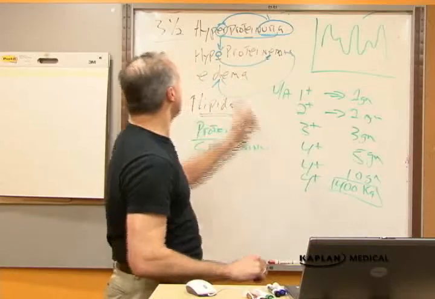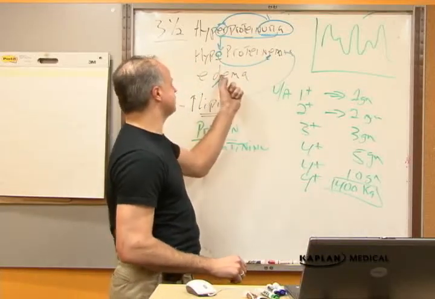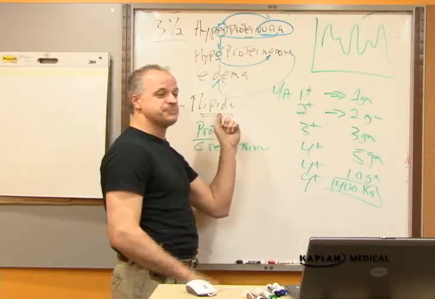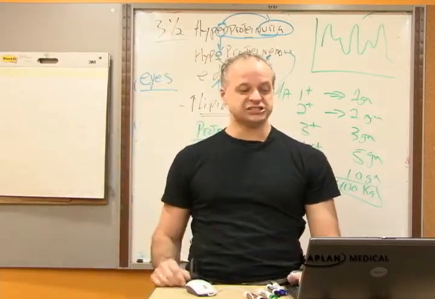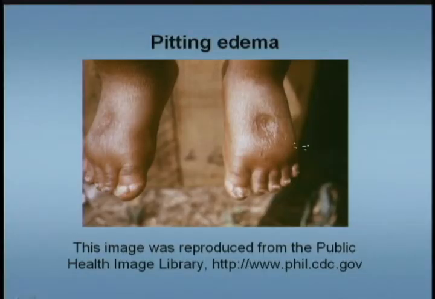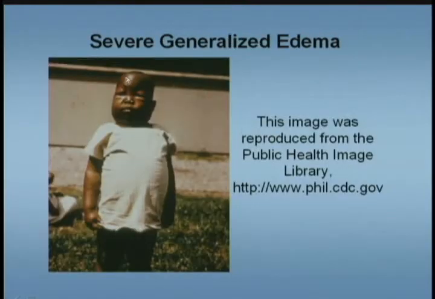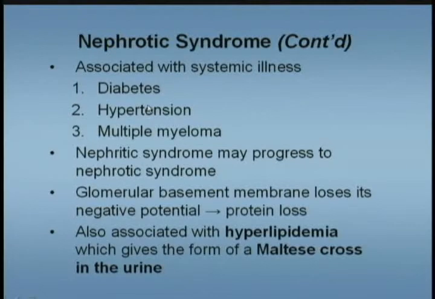Hyperproteinuria leads to hypoproteinemia, leads to edema and hyperlipidemia. Remember, congestive failure is dependent edema, pitting edema in dependent areas. But here you see the face has got all this edema because it's the loss of fluids into the extravascular space. And this is what happens with low oncotic pressure.